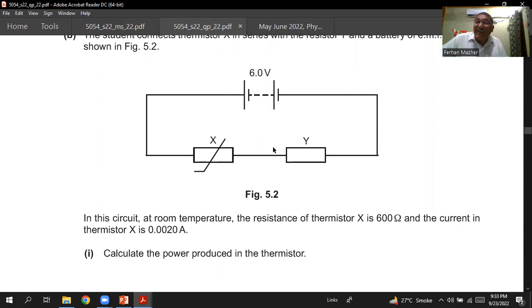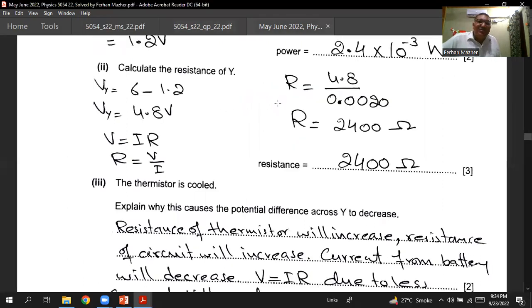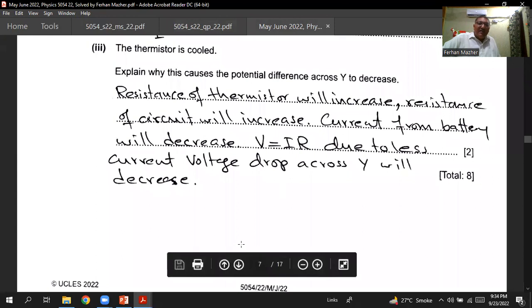So V equals IR is the product of the current and the resistance. Because the resistance of the Y is still the same, but the current now flowing through the Y has decreased, that's why the product of I and R, V equals IR, will decrease. The voltage drop across the Y will decrease. I hope you understand this logic. Let me show you my written answer.